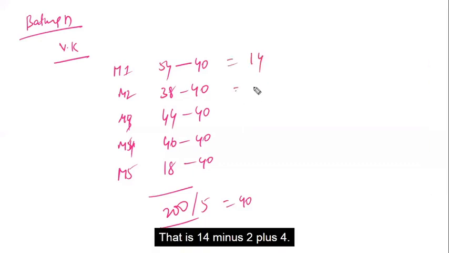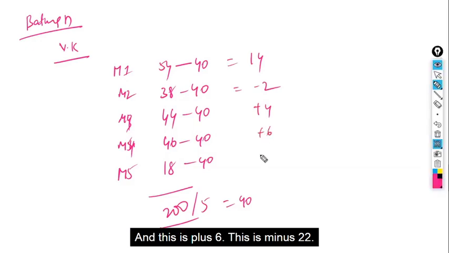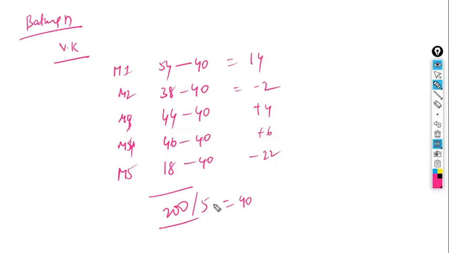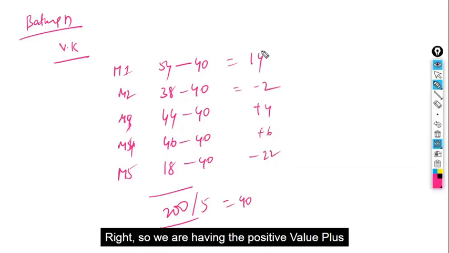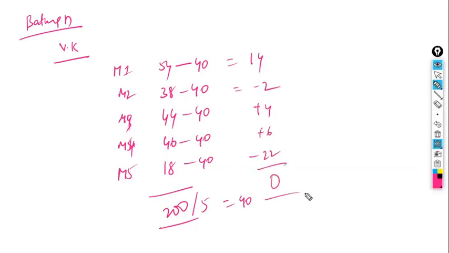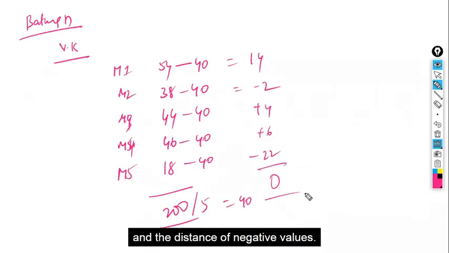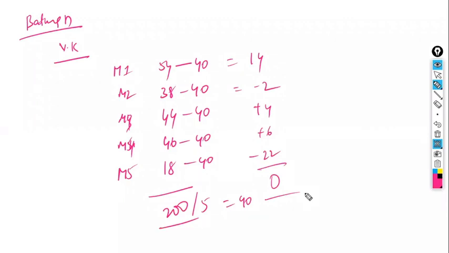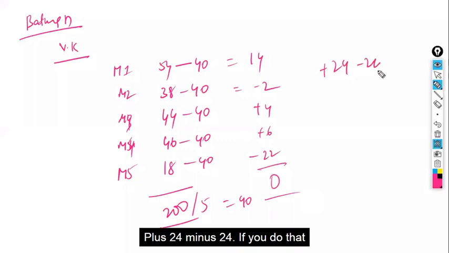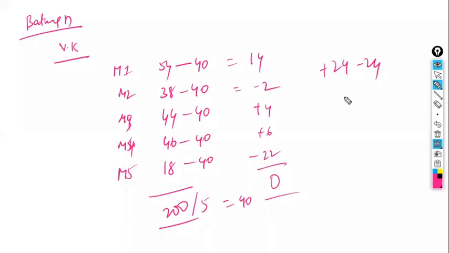That is plus 14, minus 2, plus 4, and this is plus 6. This is minus 22. Right? So we are having the positive value plus 24 and minus 24. The sum is 0. The distance of the positive values on the right side and the distance of the negative values will be the same. Plus 24, minus 24. If you do the total of the positive values, it is 24. If you do the total of the negatives, it will also be 24 only. That is the mean. Mean means center value.